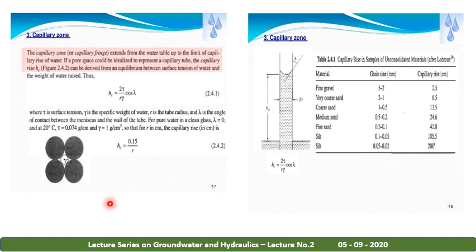The capillary rises, which is the equilibrium between surface tension and the water. Here you can see the capillary zone. Yes, tube-like structures will be there. In that, we may have fine gravel, very coarse sand, medium sand, fine sand, and silt, which will have the following grain sizes and capillary rises also.